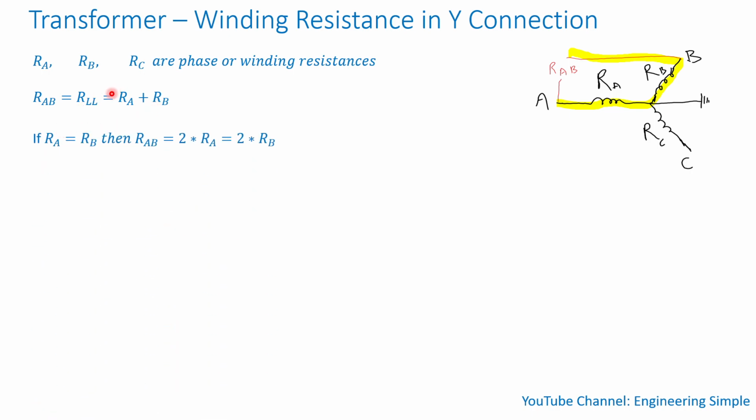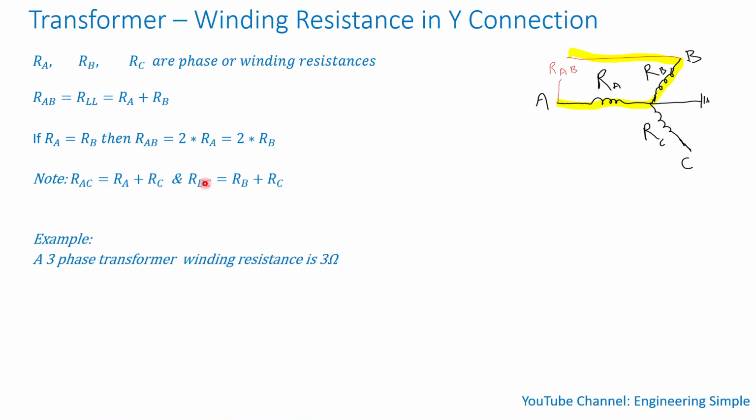So this is more of a general equation, but if RA is equal to RB, which is the case for transformers, they are designed symmetrically, so then RAB is just 2 times RA or 2 times RB. Because all I'm doing really is just summing these two. So they are in series. And the same thing for RAC or RBC.